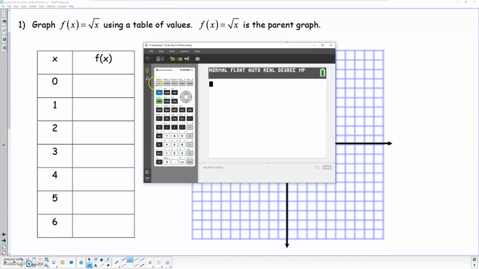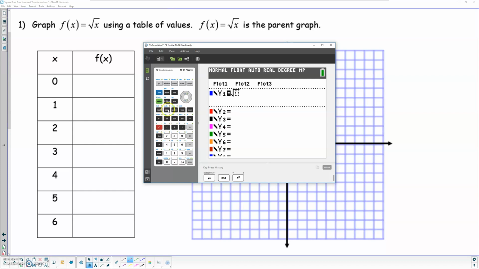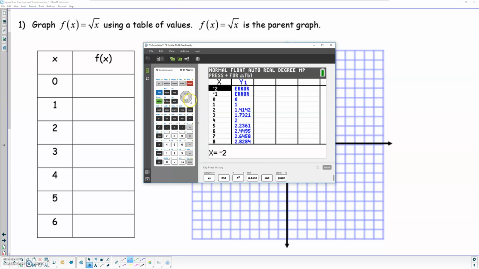Okay, so we're going to go to our calculator, go to y equals, and to get that square root symbol, you hit second, and then the x squared button. So the square root of x, then I'm going to go to second graph to access my table, and we're going to copy all the values from 0 to 6. I'm just going to copy these values right onto my paper.